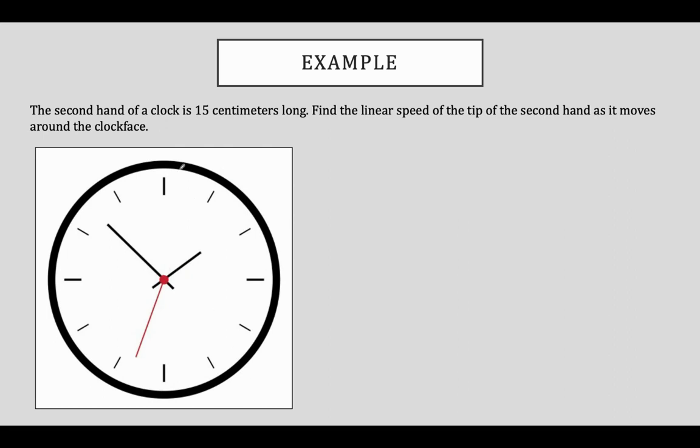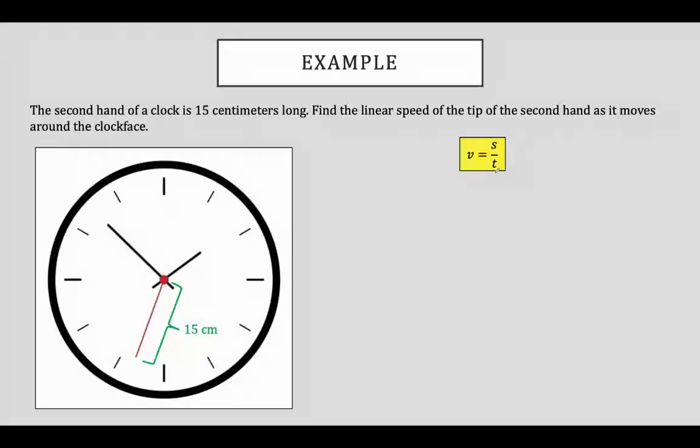The second hand of a clock is 15 centimeters long. Find the linear speed of the tip of the second hand as it moves around the clock face. Here we have our second hand, and we said that it is 15 centimeters long. We are looking to find the linear speed. How do we find linear speed of an object that has circular motion? v is equal to s over t, so we're talking about the arc length per unit time.